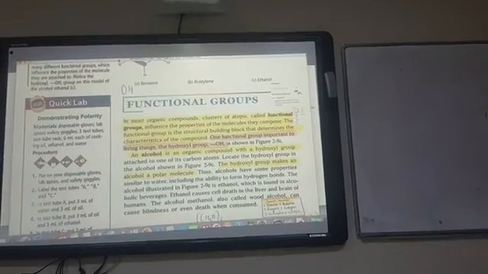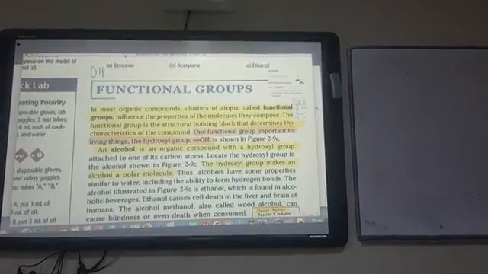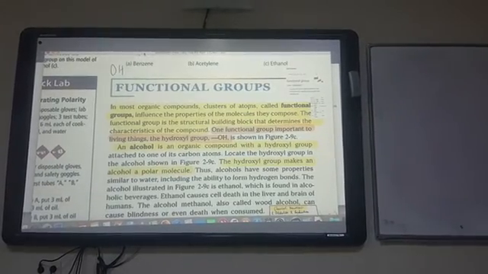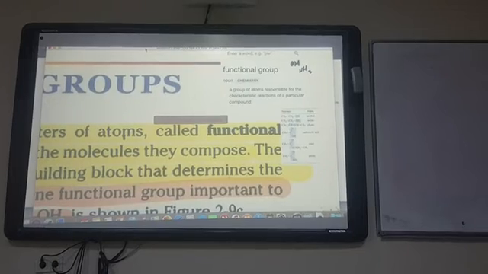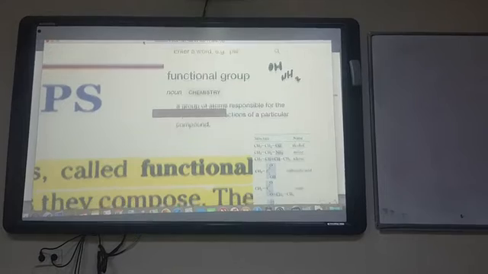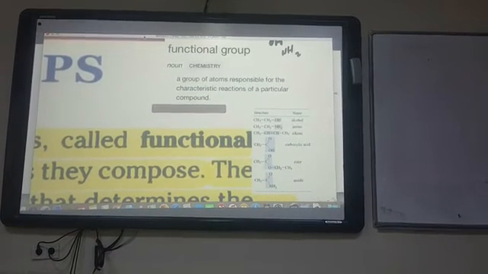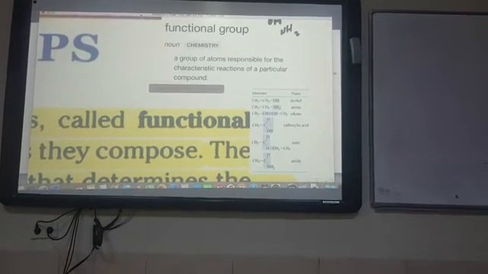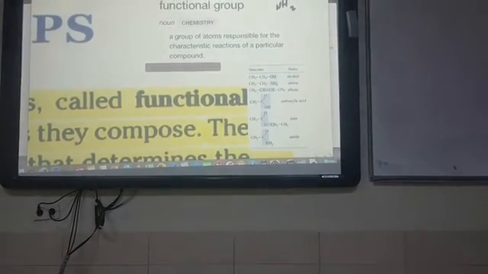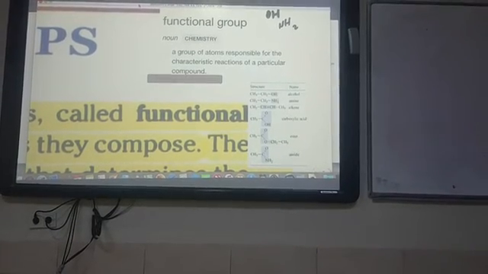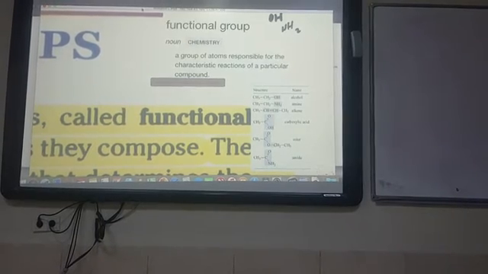And the functional group is also important. Functional group determines the characteristics of the compound. This is the definition of functional group: a group of atoms responsible for the characteristic reaction of a particular compound. You should know this definition and the functional group of alcohol. The functional group of alcohol is hydroxyl group or OH.